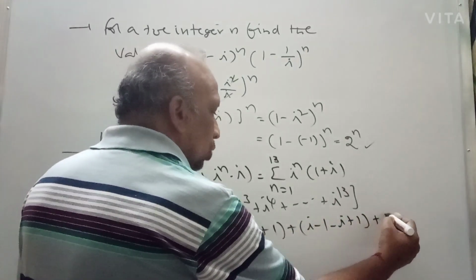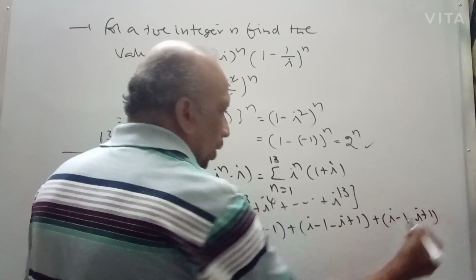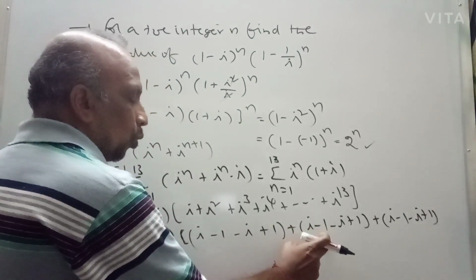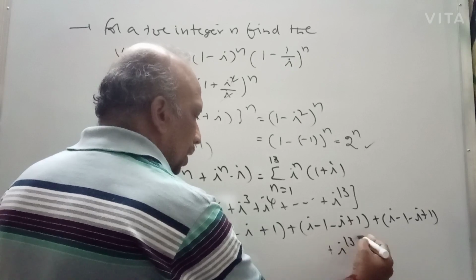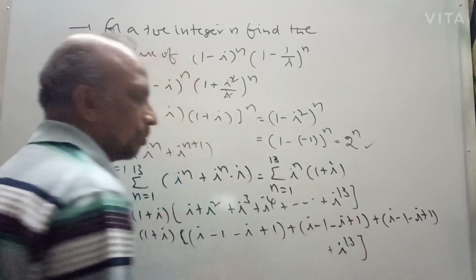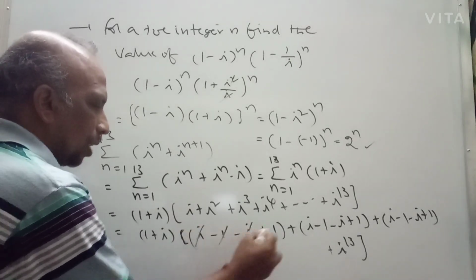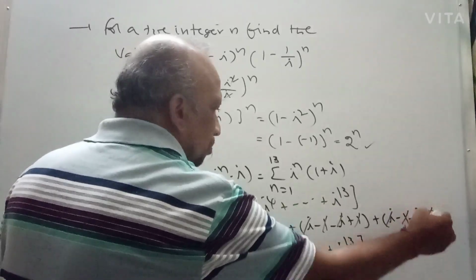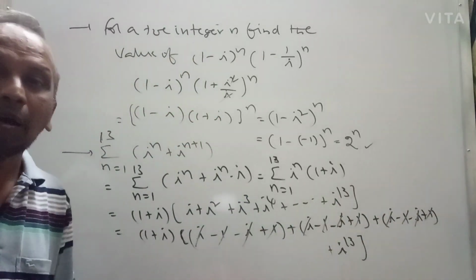And the next one I can also write again i minus 1 minus i plus 1. If I expand, the last term you will get 4, 4, 8 plus 4, 12 terms. The last one will be i power 13. It will come like this. i power 13. Now you can see here plus i minus 1 plus 1. These terms get cancelled here. Now I can simplify the value of i power 13.